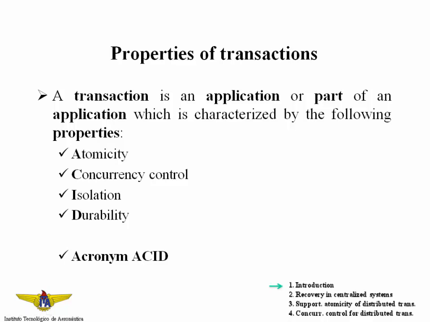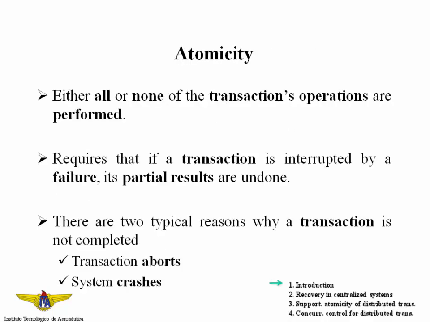Okay, let's see the first one, atomicity. Atomicity tells us that all the operations of the transaction must be performed at once. I mean, we don't have just some operations of the transaction being performed while the others are not. So atomicity means that either all the operations are performed or none of the operations is performed at all. It requires that if a transaction is interrupted by a failure, its partial results are undone.